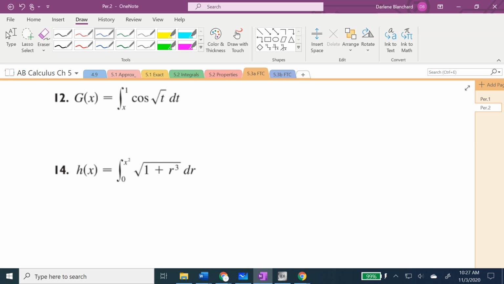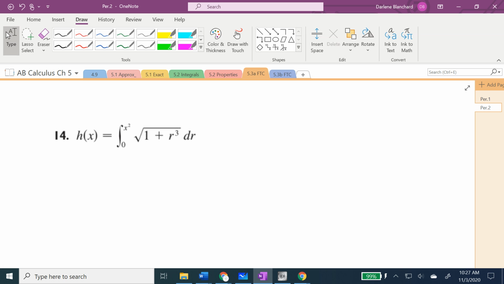Okay. We are going to look at number 14. We did this problem yesterday, but I want to look at it again through a new lens. We're going to find the derivative of h, so we are going to ddx this integral.